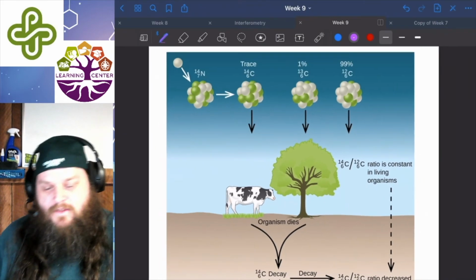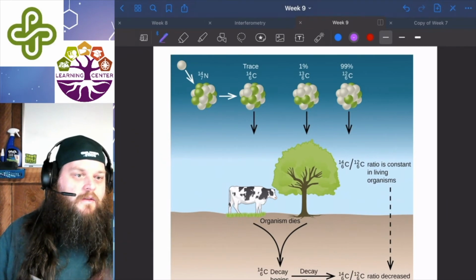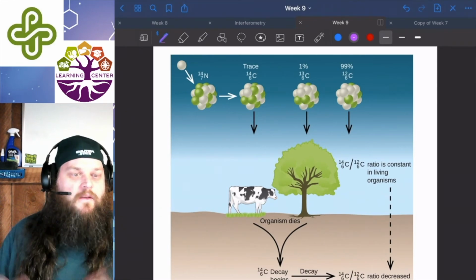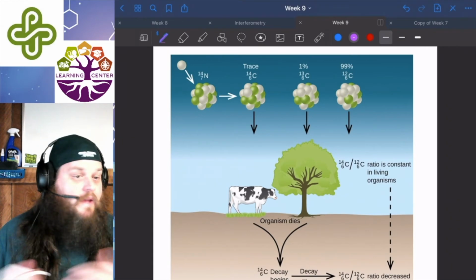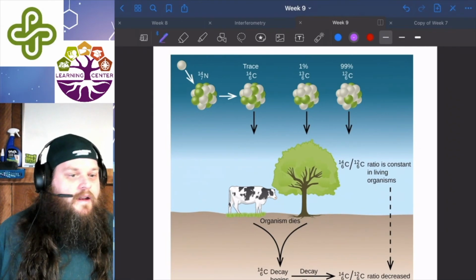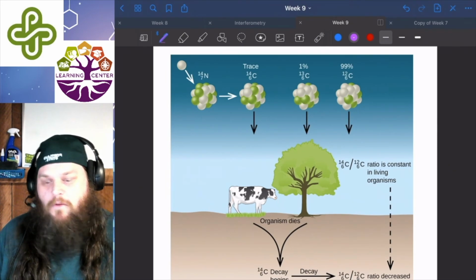I really like this diagram. It kind of shows the different percentages. It talks about how the plants absorb the carbon, we absorb the carbon, animals absorb the carbon, and eventually when everything dies, that ratio starts to decrease. And we can use that decay rate to our advantage.